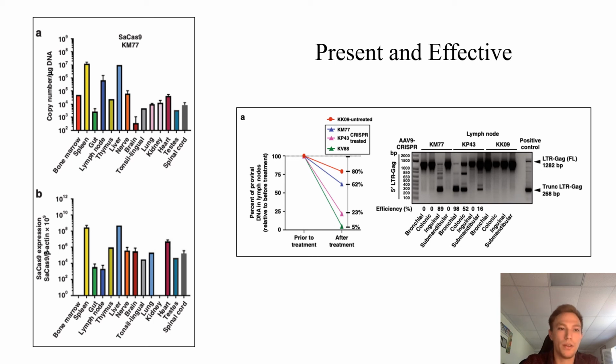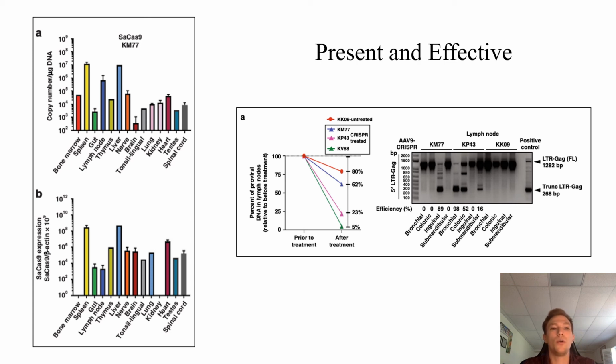Shown on the left here in labeled figures A and B in this vertical column, they are testing for the presence and copy number of SA-Cas9 in a variety of organs throughout the body, in which there was a very high presence of SA-Cas9 in the spleen and liver, as well as the lymph node. The lymph node is known to be a major viral reservoir, so a high presence of viral load, which is important to note.